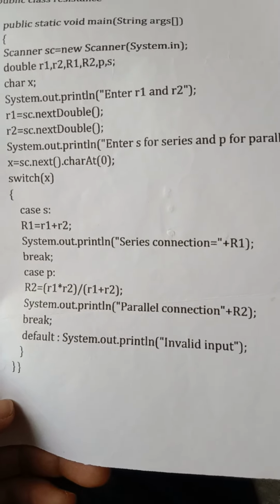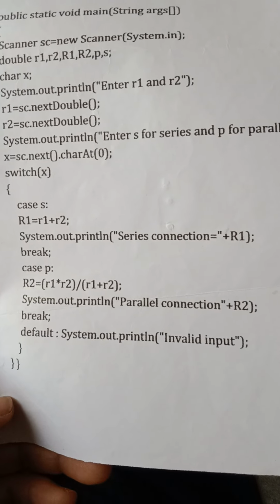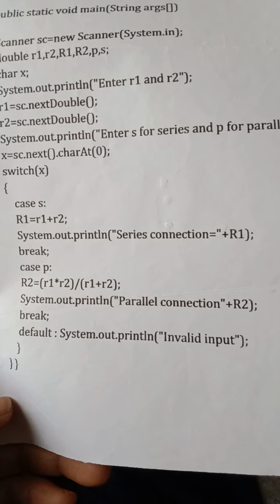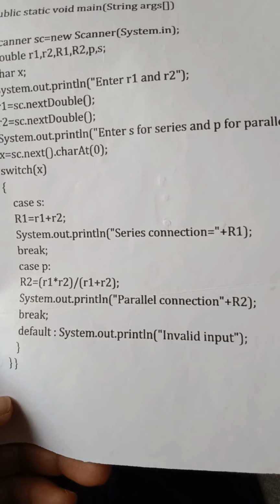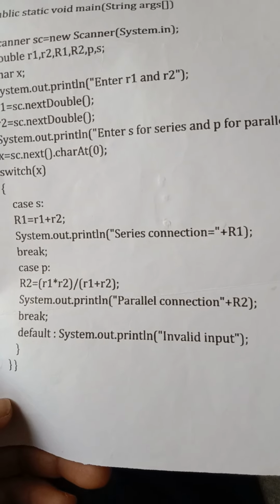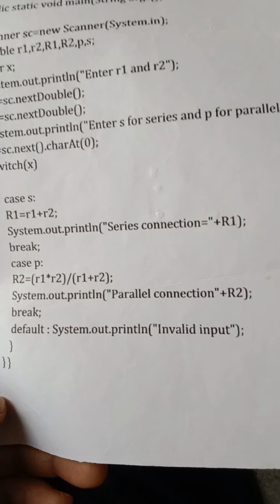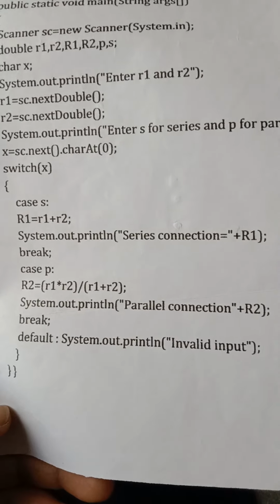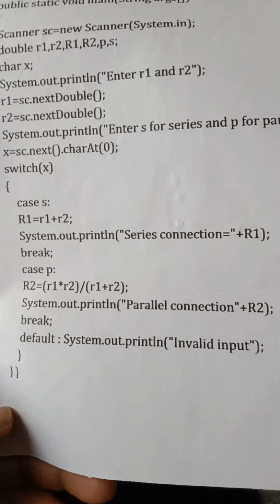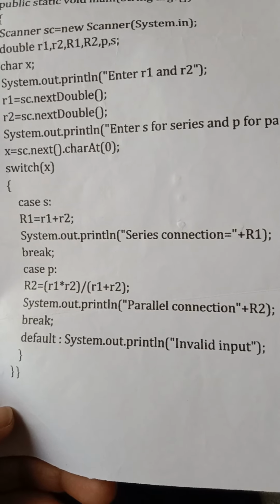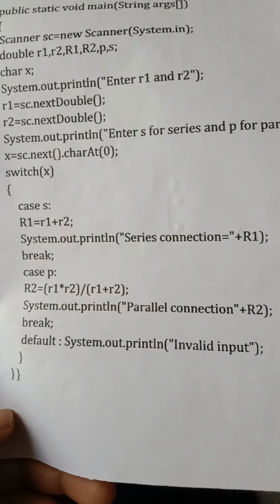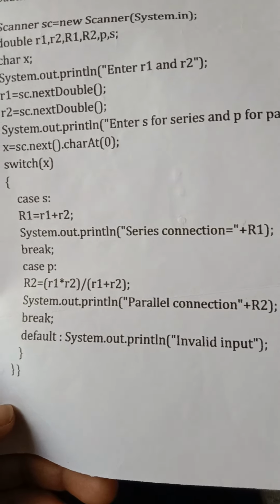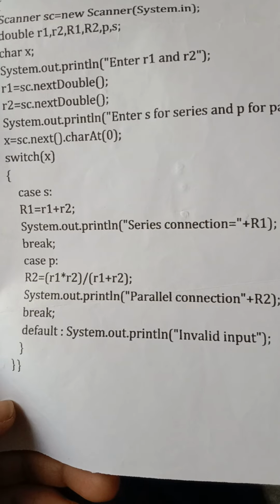System.out.println("Series connection" + R1); and then semicolon, after that break; So for the series connection, the value resulting from adding r1 and r2 is put in the capital R1 variable, which is also declared as double, and it is then displayed.